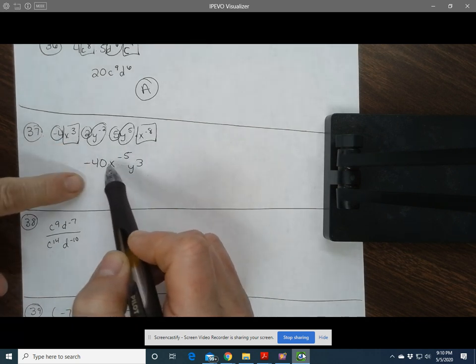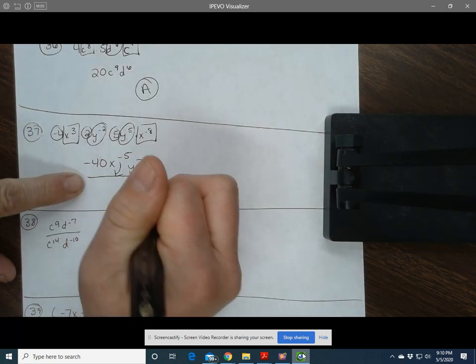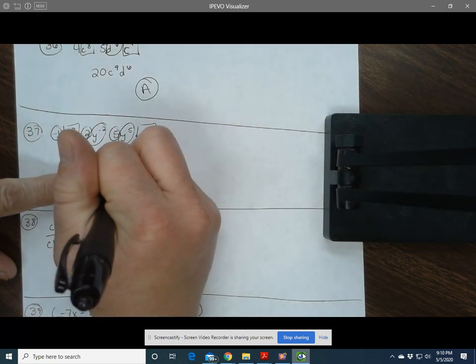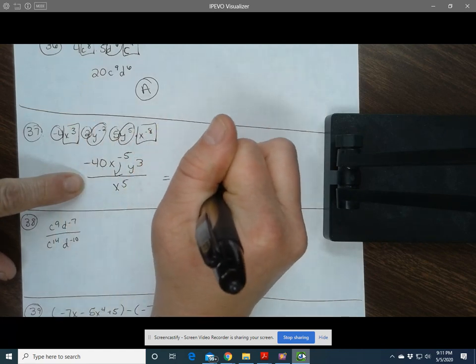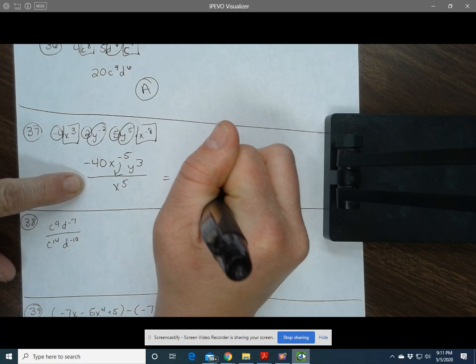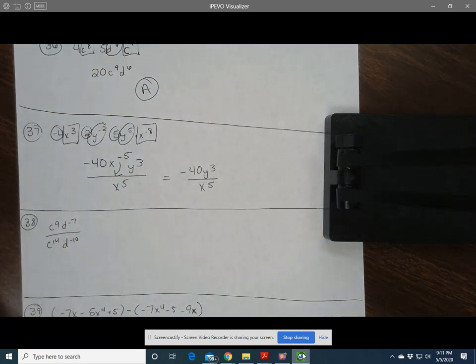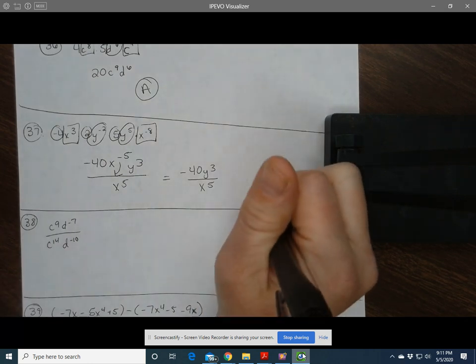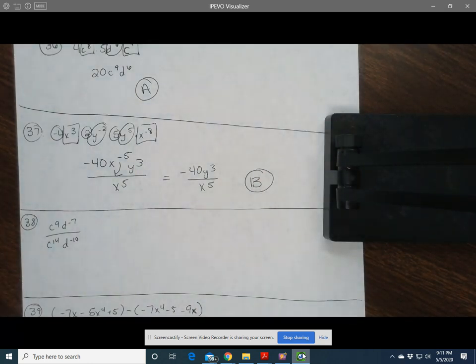Now, remember, negative exponents are not acceptable. So you need to send that to the bottom. So that means that that is going to be now x to the 5th. So you're going to have -40 y to the 3rd over x to the 5th. And that is going to be option B on that one.